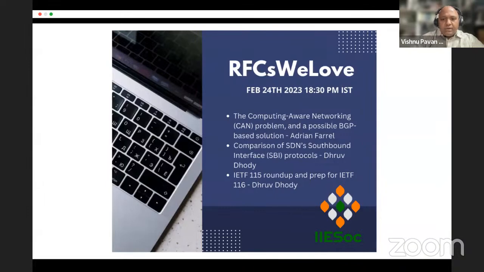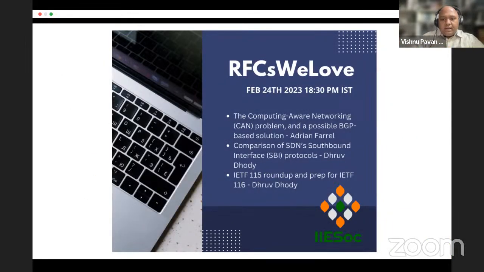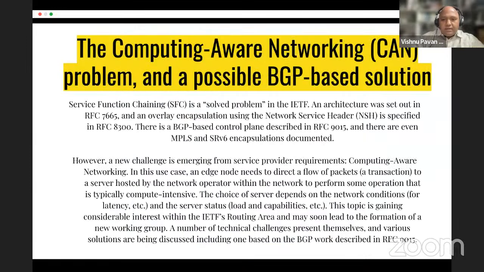This is the agenda for today: three interesting topics and two wonderful speakers. We'll start with a talk on computing-aware networking, followed by a talk on SDN southbound interface protocols, and then close with a roundup on IETF 115 and a discussion on what to expect at IETF 116. The first talk, can we go to the next slide? The first talk is titled Computing-Aware Networking Problem and a Possible BGP-Based Solution.